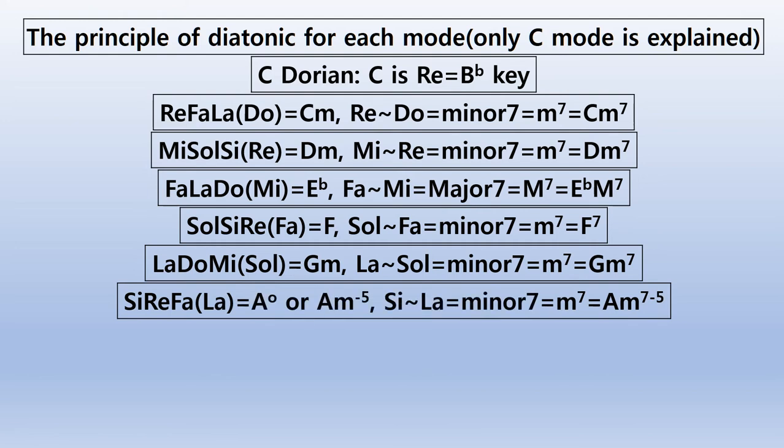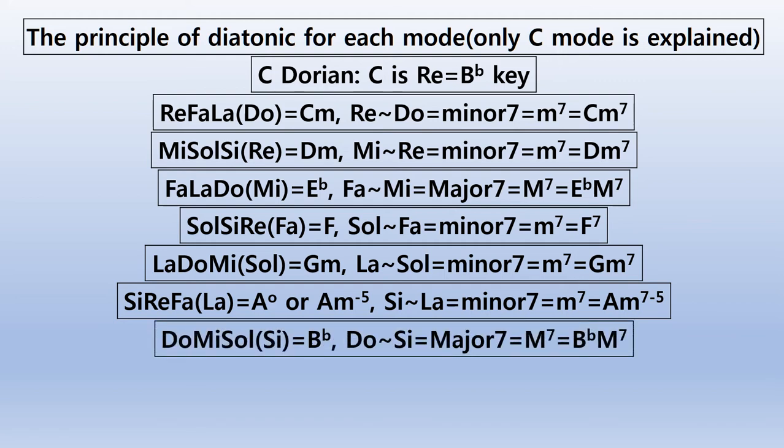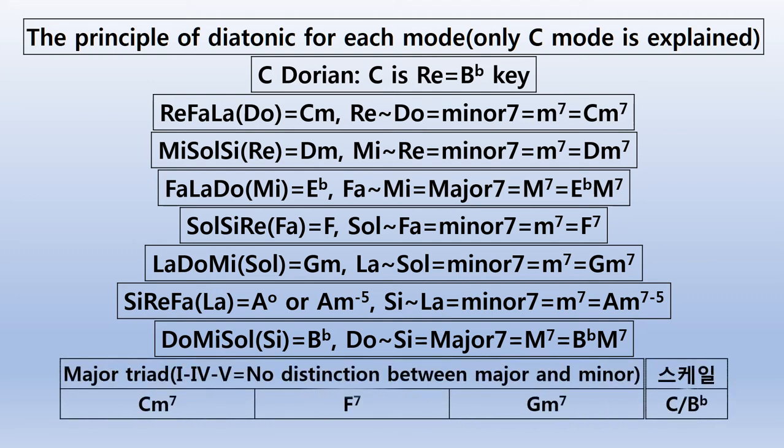The sixth si re pa triad is A diminished or A minor flat 5, and the above note la is a minor seventh from C, so si re pa la is an A minor 7 flat 5 chord. The seventh do mi sol triad is B flat, and the above note si is a major seventh from do, so do mi sol si is B flat major 7. The main triads of C Dorian are C minor 7, F7, and G minor 7, and the scale is the C/B flat scale.